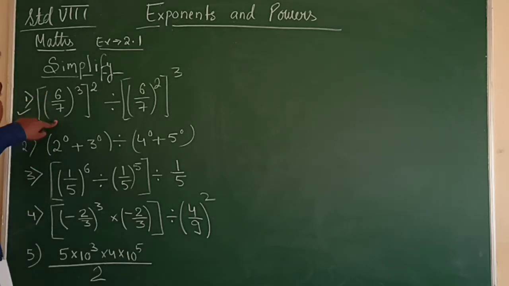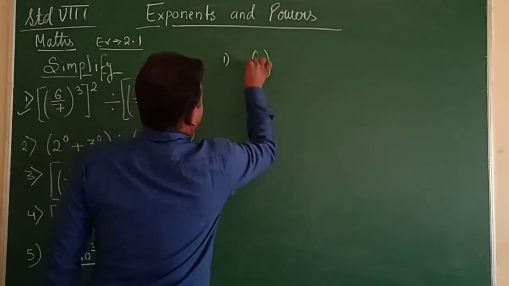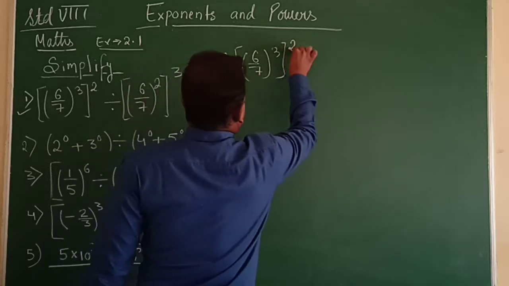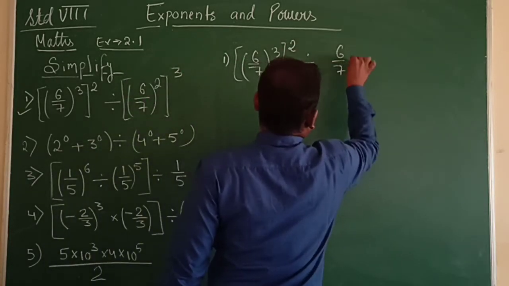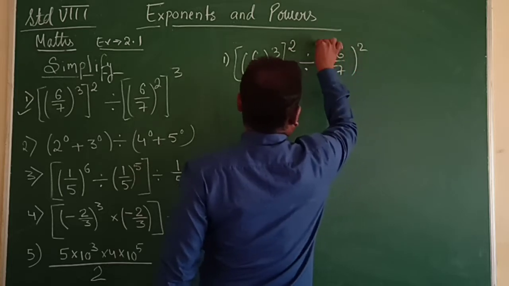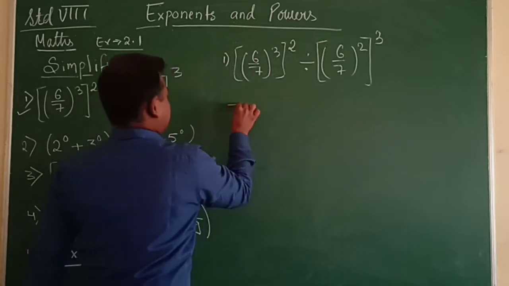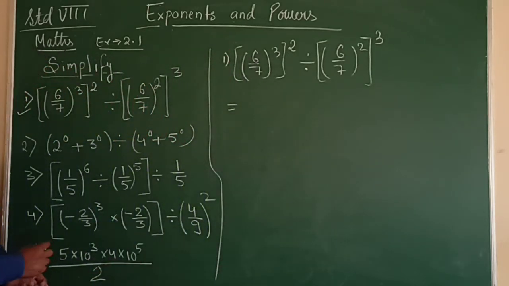The first question is (6/7)^3, whole squared, divided by (6/7)^2, whole cubed. Now here we use the laws of exponents and powers.